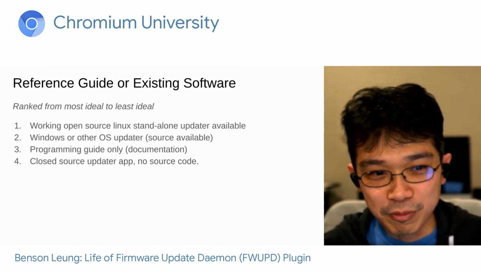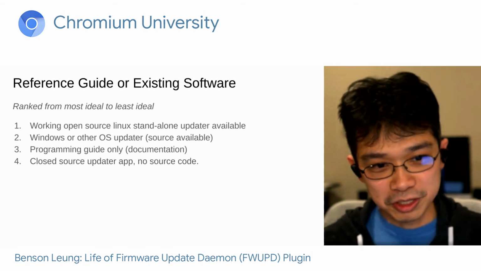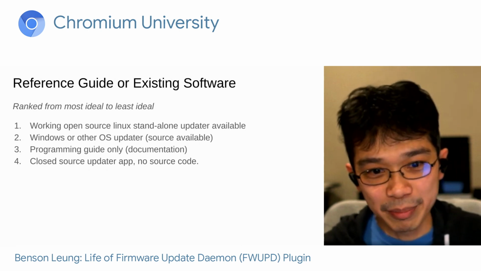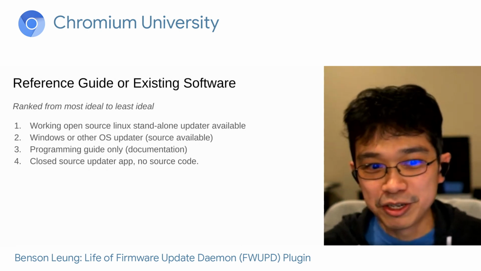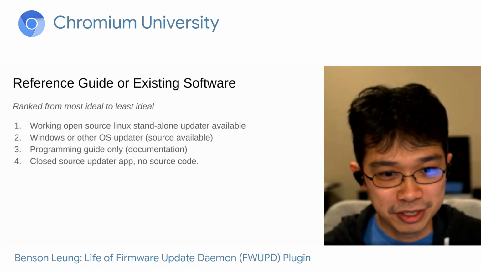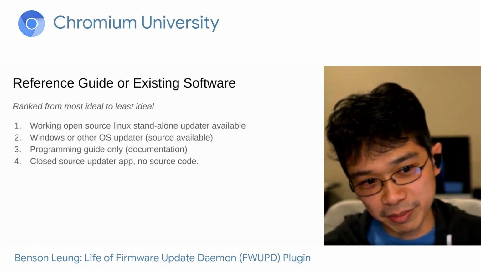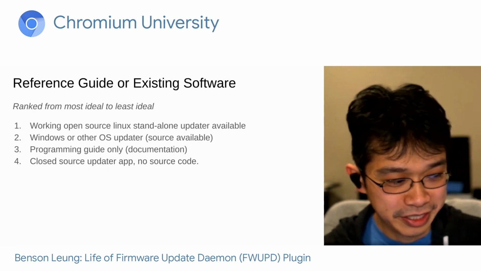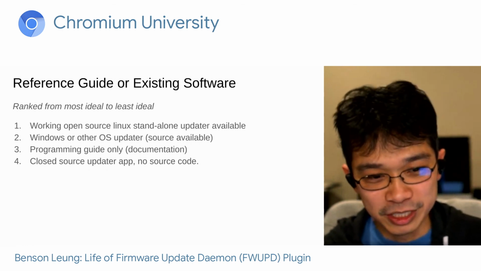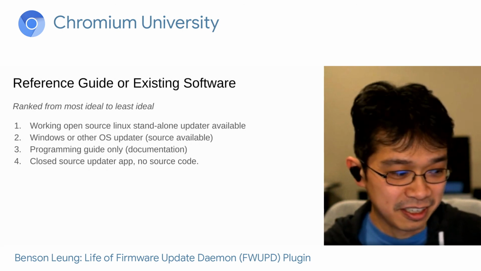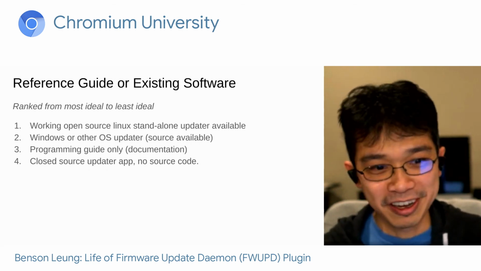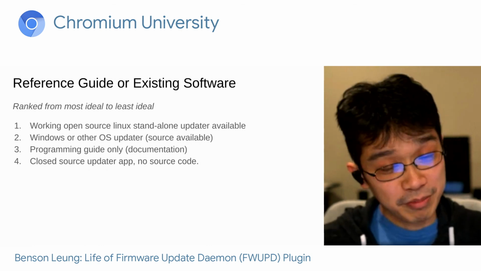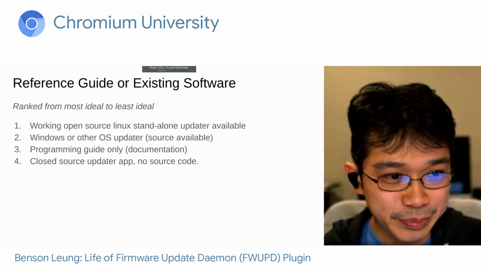This may seem reasonable to have documentation, but source code is always better because if you don't have the source code or an existing app that does the update, you may run into a situation where you think you follow the documentation as best you can, but it fails, and you won't have a working updater to compare against. And finally is the worst case scenario, which is someone's given you a closed updater application with no source code, no documentation, and you're just kind of left to reverse engineer it. It's tricky, not impossible, but hardly recommended.